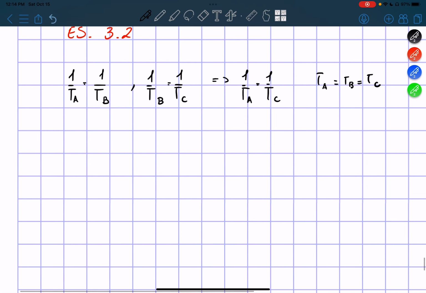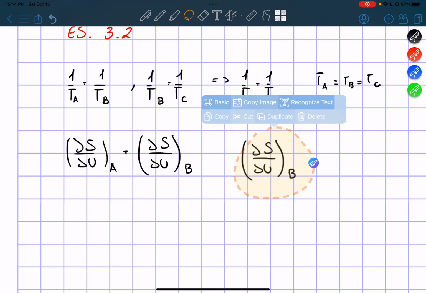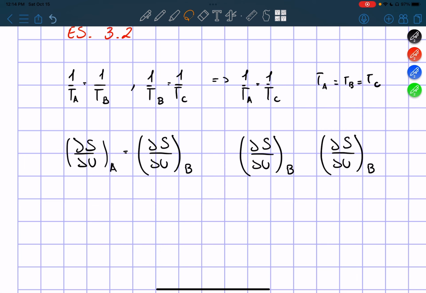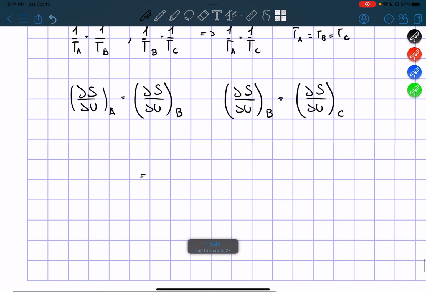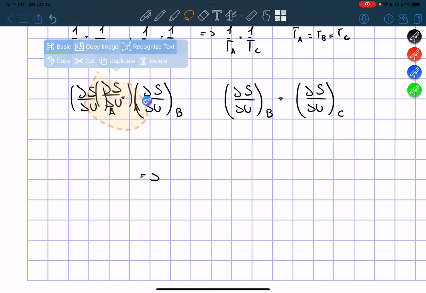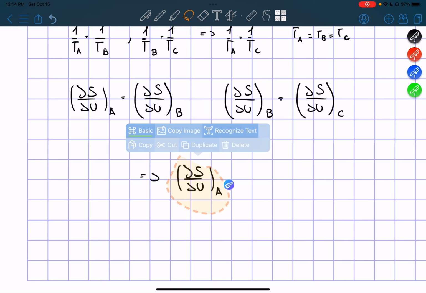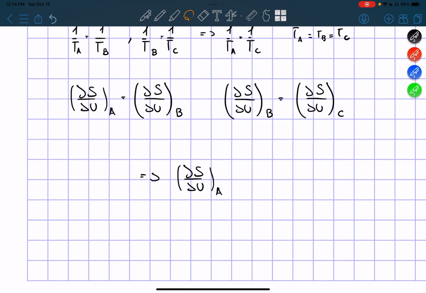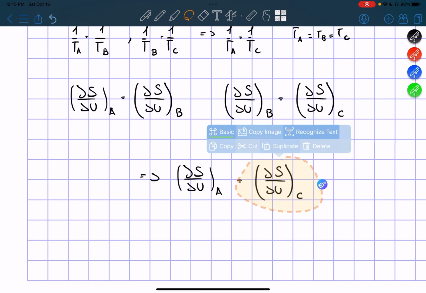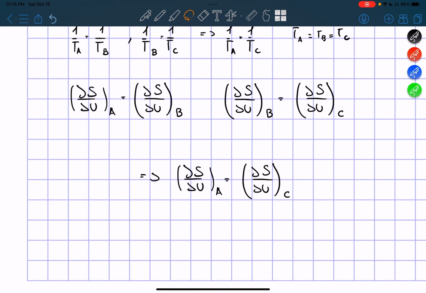So we can also check it by saying the derivative of the entropy in terms of the energy for object A has to be the same as the derivative of the entropy in terms of energy for B. And we also know that this will then be equal to the same value for C. Then this entropy derivative in terms of the energy for A will be equal to the derivative of the entropy in terms of the energy for C.